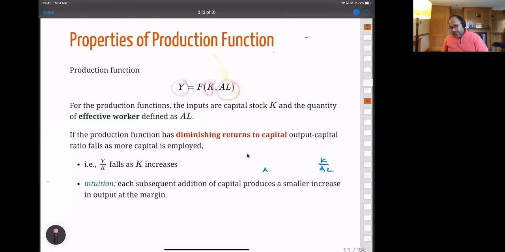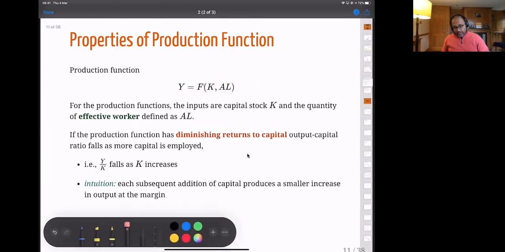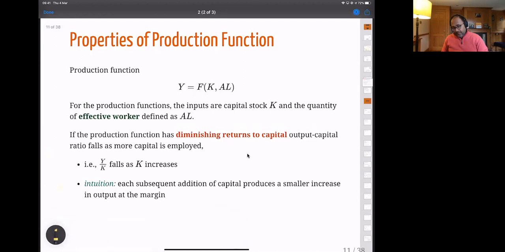We're going to add a second assumption, a critical assumption. The second critical assumption is that capital has diminishing returns. What does that mean? That means the more capital you add, the less productive that capital is, right?